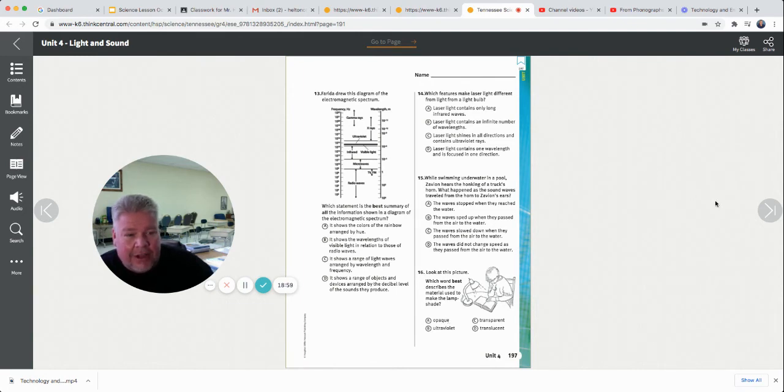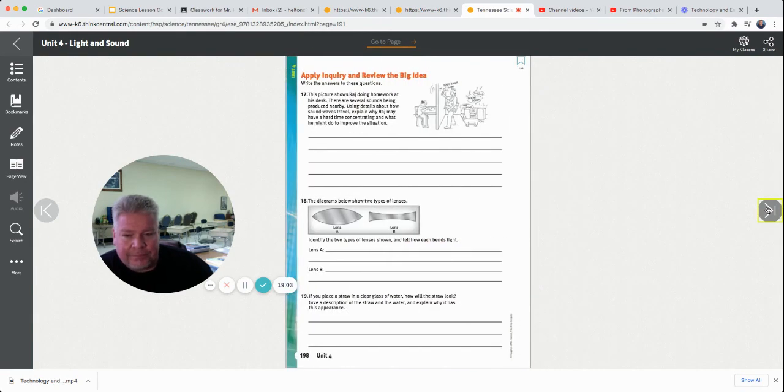Well, we've learned a lot, haven't we? Let's go to page 198. And we've got some little discussion things here we can talk about. 17 says, this picture shows Raj doing homework at his desk. There are several sounds being produced nearby. Use details about how sound waves travel. Explain why Raj may have a hard time concentrating and what he might do to improve the situation.